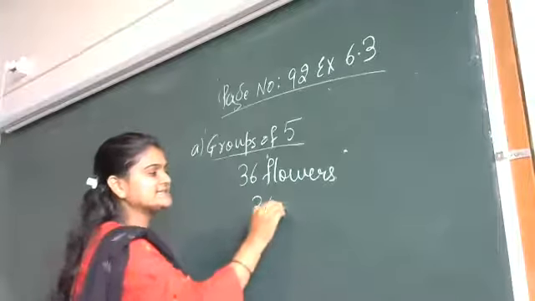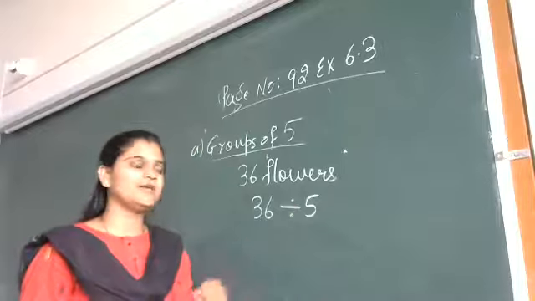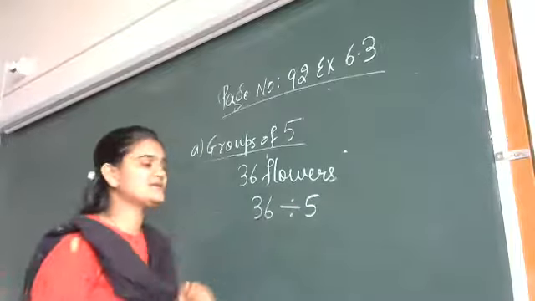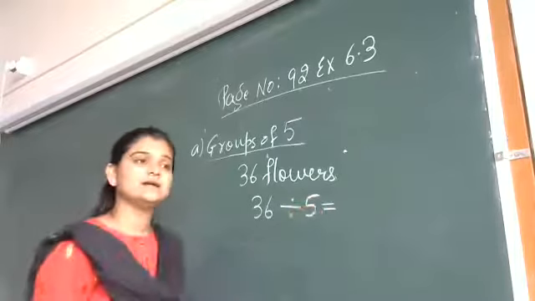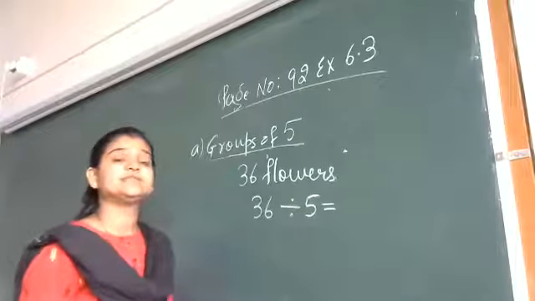See here, 36 divided by 5. In 5's table, which number is nearer to 36? 5 sevens are 35. See here, 5 into 7 is 35, what is the remainder? 1. So you can make 5 groups of 7 flowers. Is it clear? 5 groups of 7 flowers, and how many flowers are left over? 1 flower is left over.